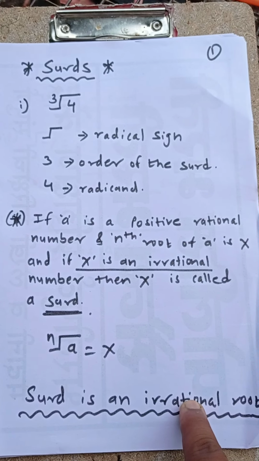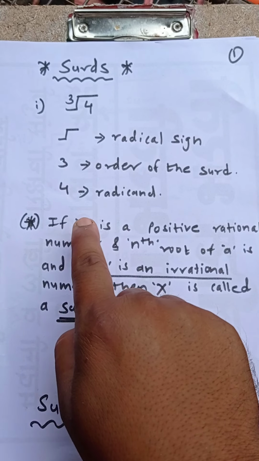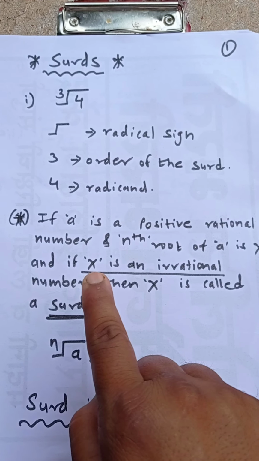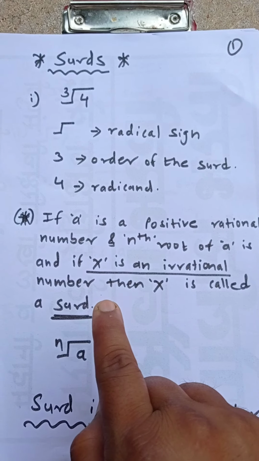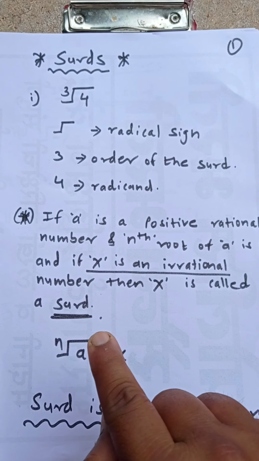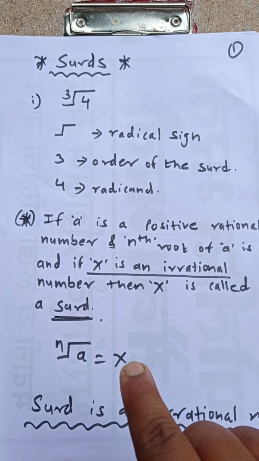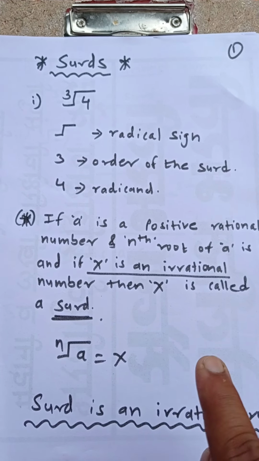Now, again, we will repeat: if a is a positive rational number and the nth root of a is x, and if x is an irrational number, then x is called a surd. The nth root of a is equal to x, x is an irrational number. So a surd is an irrational number.